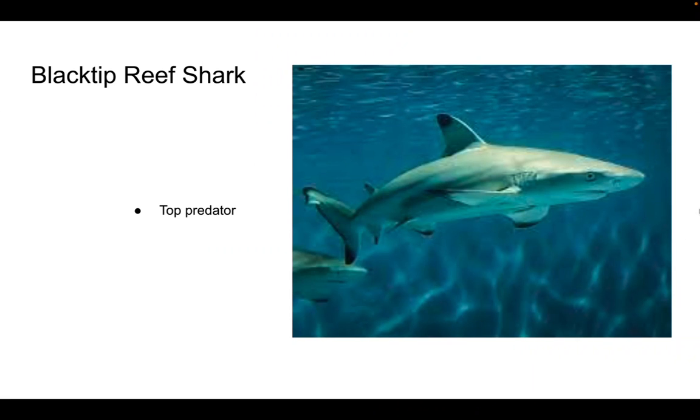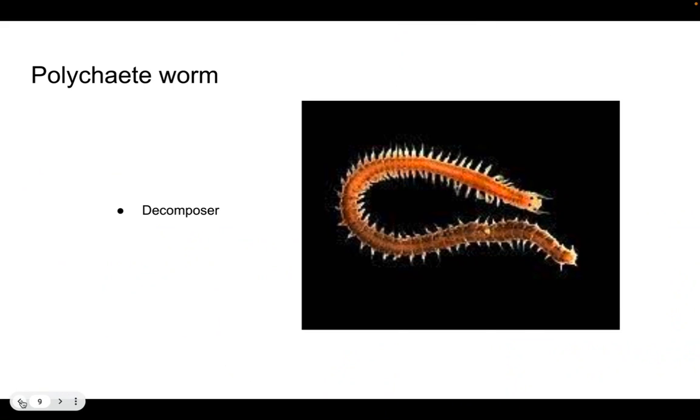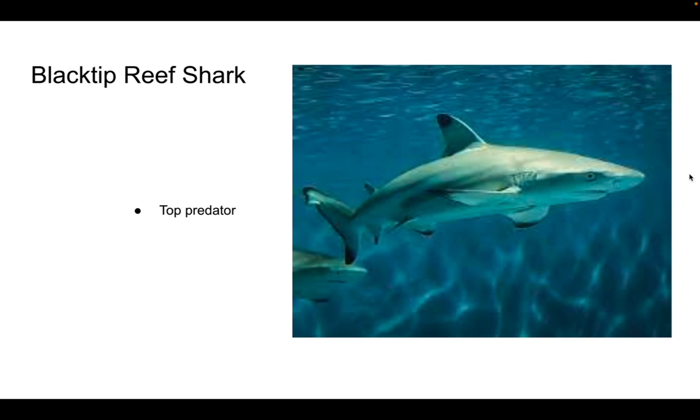So right here, as you saw in previous food webs, as long as this one also, this is the blacktip reef shark. Blacktip reef sharks are top predators because they have very few natural predators. These sharks have a black tip at the top of their fins, where their name comes from.